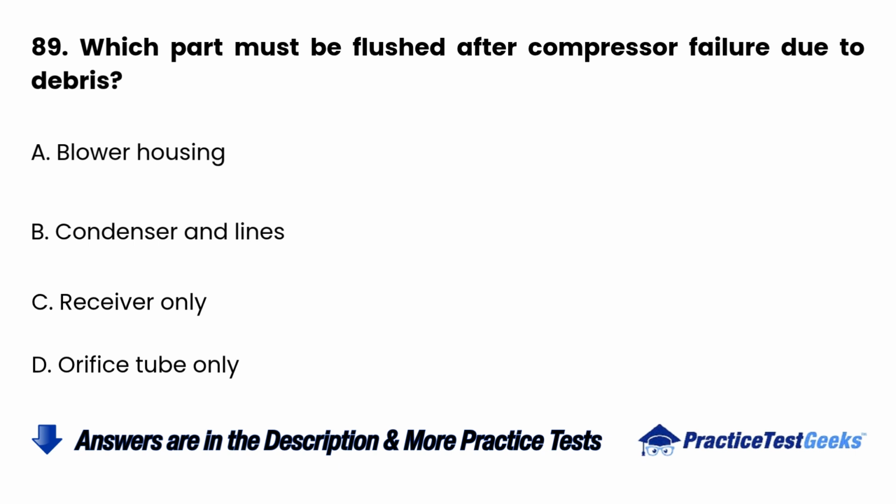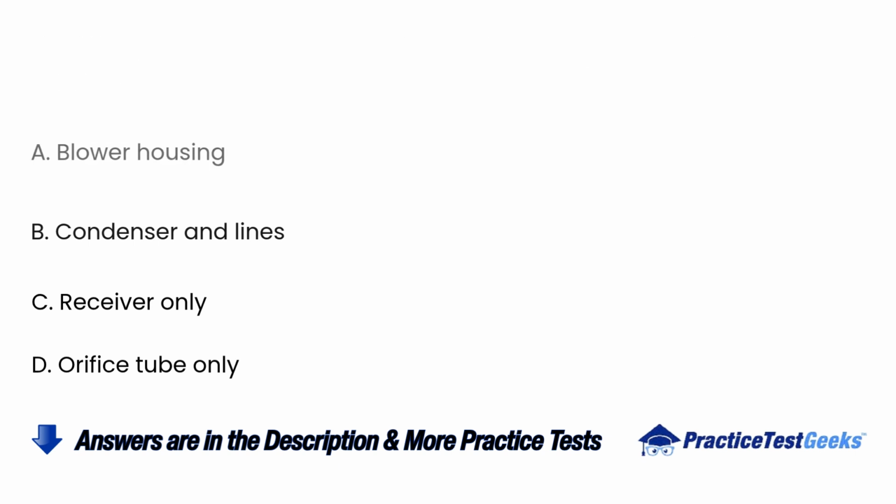89. Which part must be flushed after compressor failure due to debris? A. Blower housing. B. Condenser and lines. C. Receiver only. D. Orifice tube only.